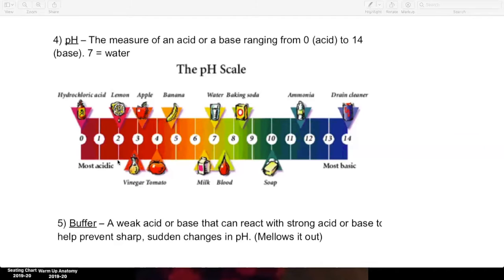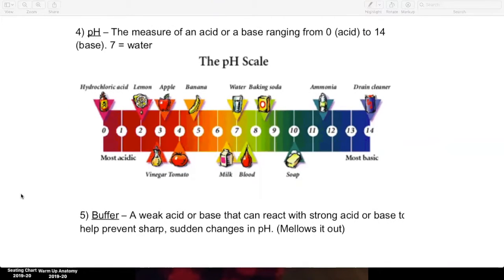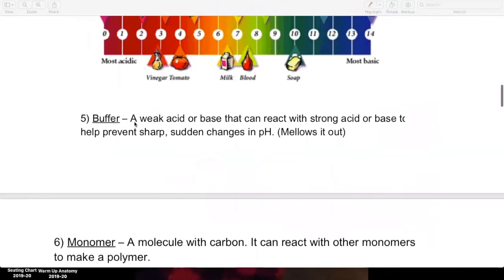So with that in mind, a buffer, scroll up a bit, is a weak acid or base that can react with a strong acid or base to help prevent sharp, sudden changes in pH. Right? Basically, a buffer will mellow out something, right? Water it down.